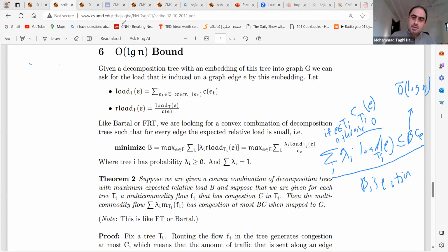So let's go to this one. So what is the bisection problem? The bisection problem, as I mentioned also previous time, is like this. You have a graph of n vertices, say n is even.